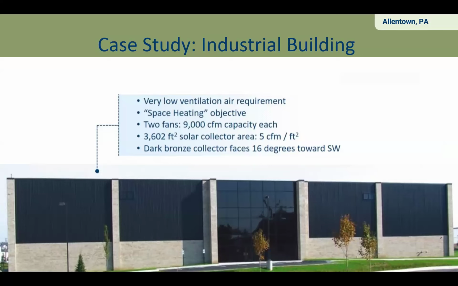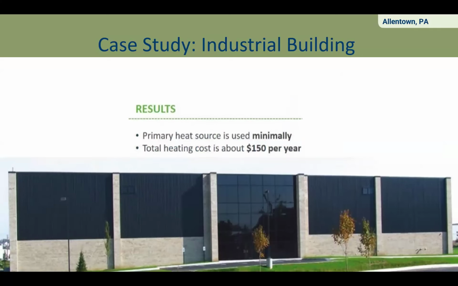There are 2 fans, as I indicated, with the 2 bays, 9,000 cubic feet per minute capacity for each. And we have roughly 3,600 square feet of solar collectors with a dark bronze color. 16 degrees southwest is the orientation of the building. And the results are that the primary heat source is used minimally throughout the winter. Total annual heating cost of $150 for this building, which is around a 55,000 square foot manufacturing facility.